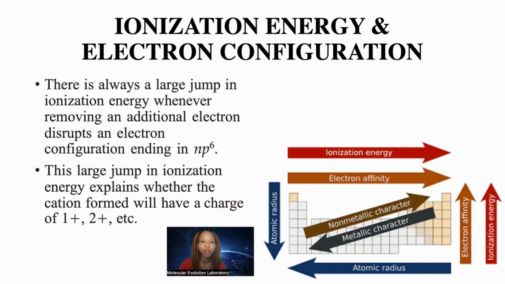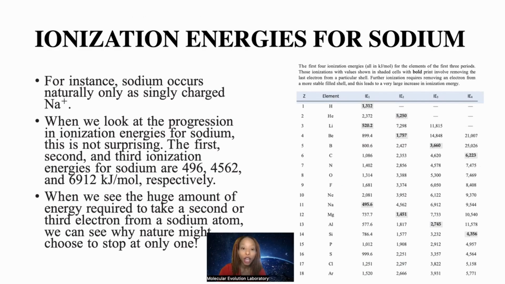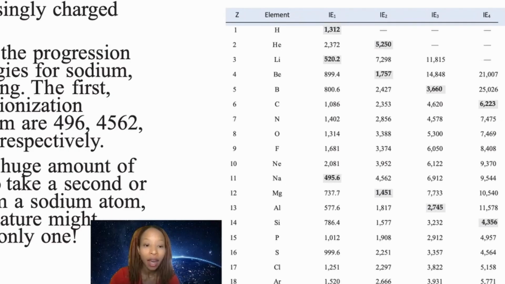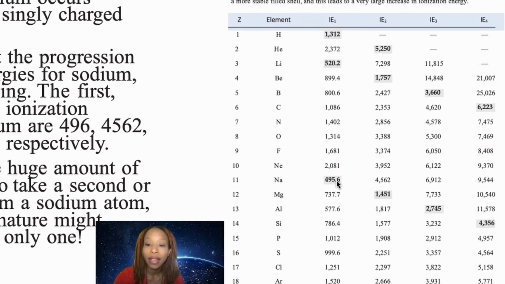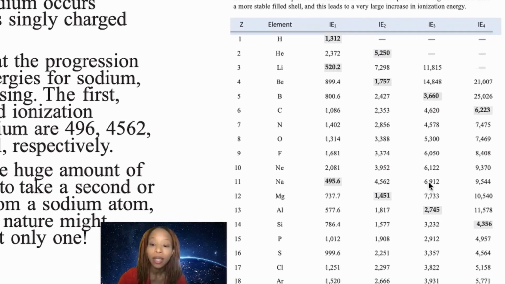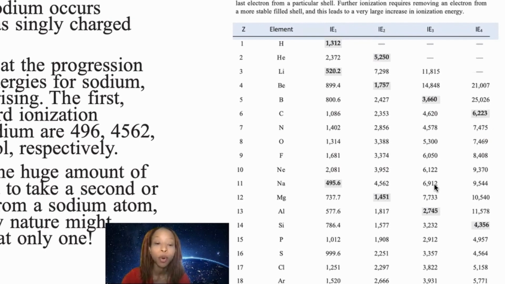Whenever you remove an electron from the p6 subshell, it always results in a large jump in ionization energy. This large jump in ionization energy explains whether the cation formed will have a charge of 1+, 2+, etc. For example, sodium occurs naturally only as singly charged, or 1+. When we look at the progression in ionization energy for sodium, this is not surprising. The first, second, and third ionization energies for sodium are 495 or 496, 4,562, and 6,912 kilojoules per mole, respectively.